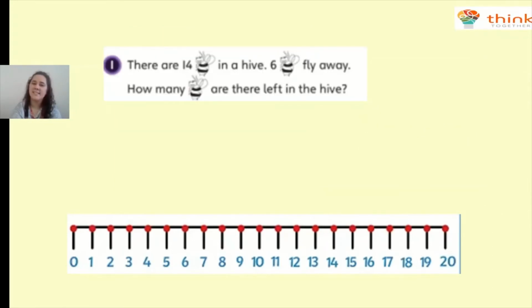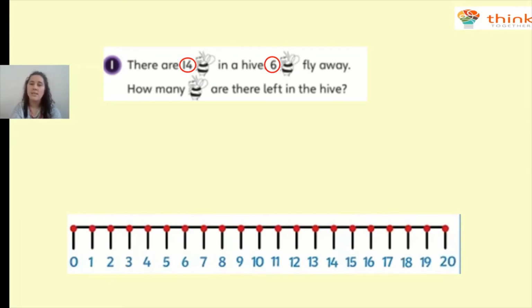Right, let's think together to do another one. Listen to the question carefully and see if you can spot the important information. There are 14 bees in a hive. 6 bees fly away. How many bees are there left in the hive? So let's start by finding the important numbers that we're going to need to make our number question. Can you spot the important numbers? Well done. The important numbers are 14 and 6.